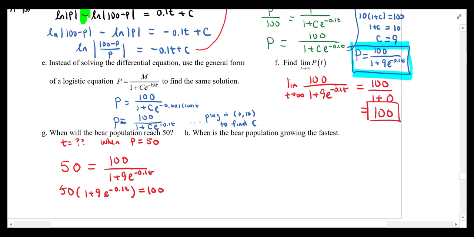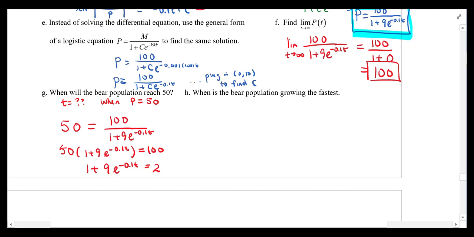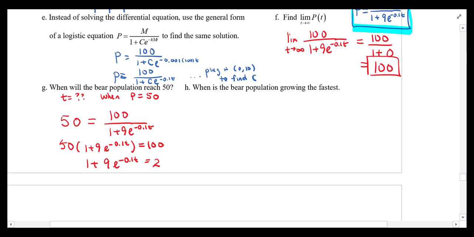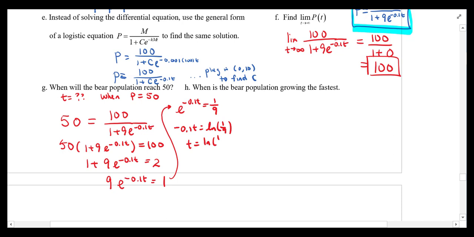I can divide that by 50, so I get 1 plus 9 e to the negative 0.1t equals 2. And if I solve, 9 e to the negative 0.1t equals 1. I guess I can keep going. I don't like this, but oh well. That equals 1/9, and then take ln on both sides. So negative 0.1t equals ln of 1/9. And then t just equals ln of 1/9 all over negative 0.1.